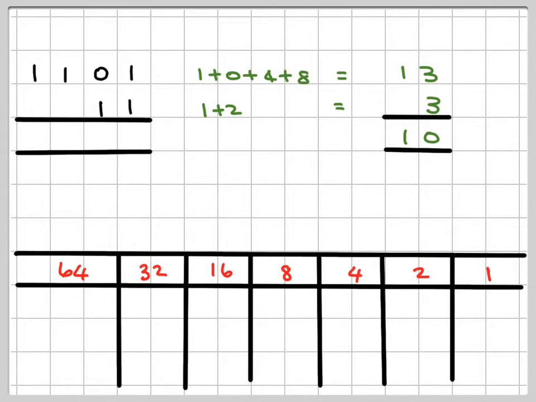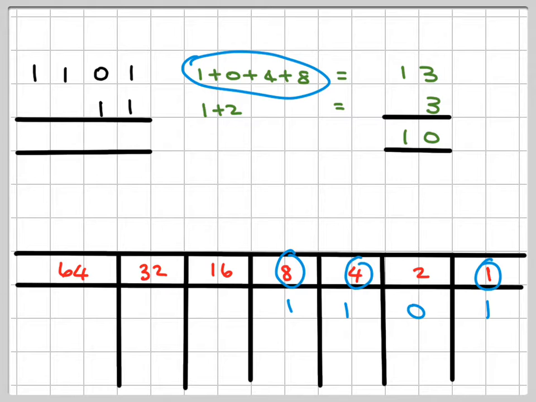We have here 1011. That's this number that we're going to be subtracting from. And we can see it's 8, 4, and 1, and those are there. And that comes to 13 in our decimal system.